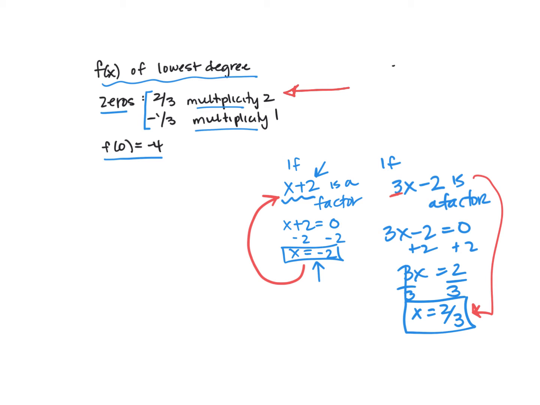Well, 2/3 can come from this factor, 3x minus 2. So I am thinking still opposite, so we have a negative inside there. But because I need to divide by that 3, I'm going to have that coefficient of 3. Negative 1/3, let's think about where that comes from. So it's going to be a plus. It's going to divide by 3 also, so it's going to have a 3x, and then a 1. And you can double check that both of those would get you the zeros that we need if you set them equal to 0.